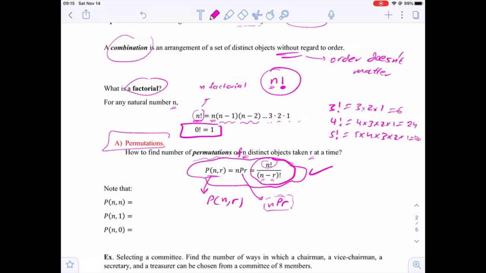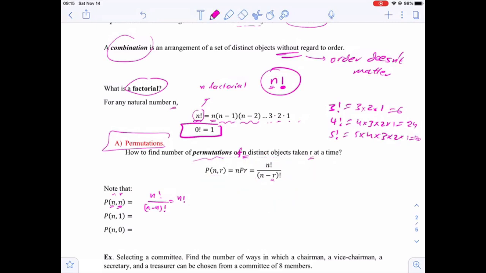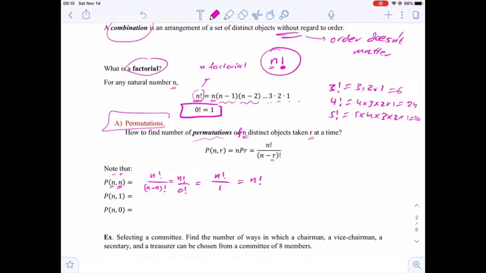For example, P(n, n) is n factorial over n minus r factorial, where r in this case is n. So it's n factorial over n minus n factorial, which is n factorial over 0 factorial. We know that 0 factorial is equal to 1, so the answer is n factorial. So the permutation of n objects taken n at a time is n factorial.